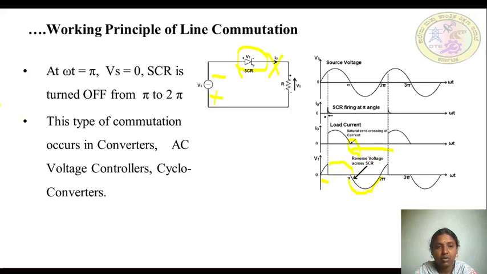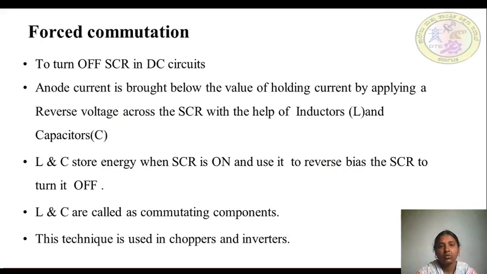So this type of commutation method is used in converters, AC voltage controllers, cycloconverters, etc. Now let us see what we mean by forced commutation. So forced commutation is used when the supply connected across the SCR is DC or direct current.